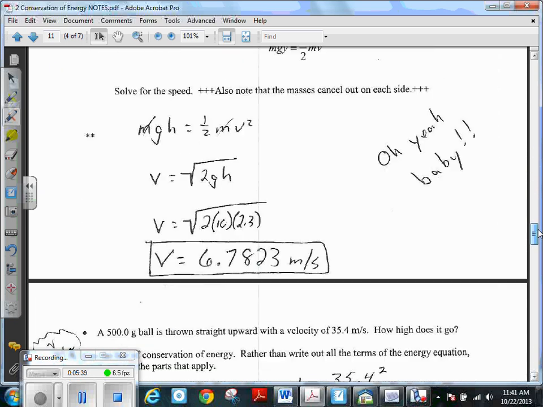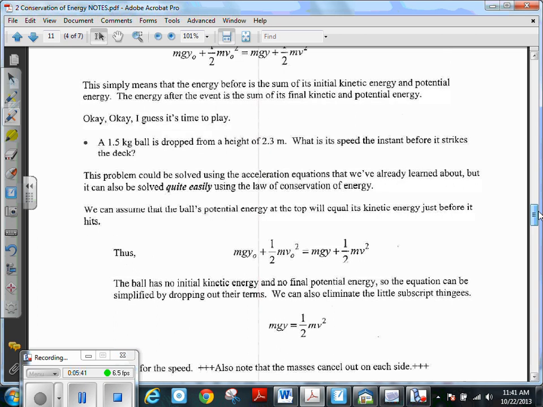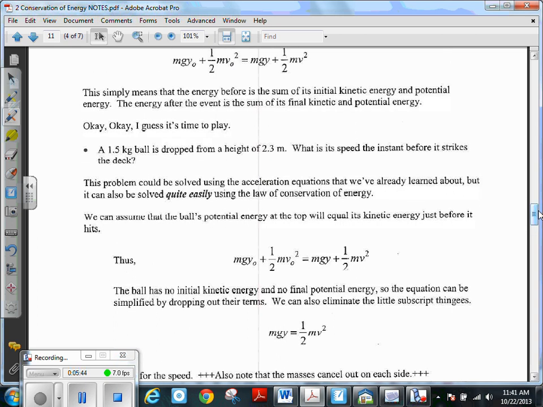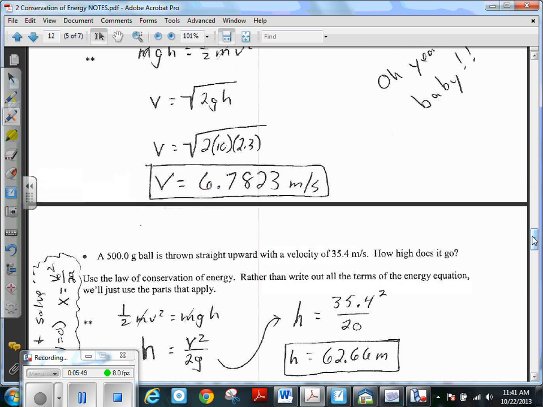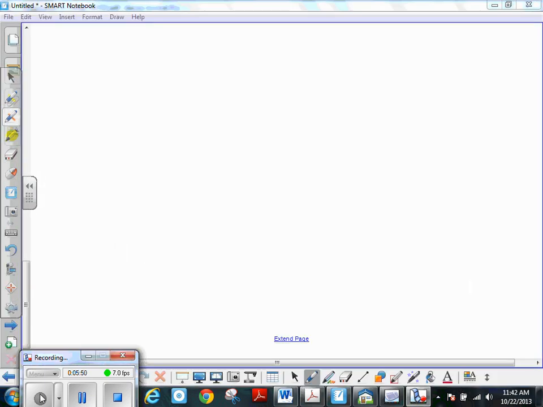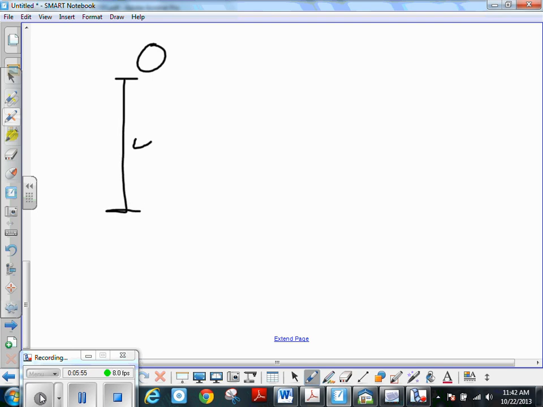Okay, so here's a question. A ball has no initial kinetic energy and no final potential energy. Okay, so we're going to do a quick problem. Let's say that I have a height here of 4 meters and I have an initial velocity of 0. The question is, what is the velocity when it falls? Now, I want you to use the energy formulas. So, my potential energy at the top is going to equal my kinetic at the bottom. Do you agree?